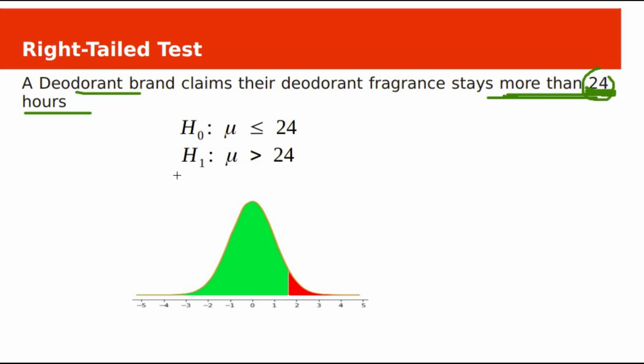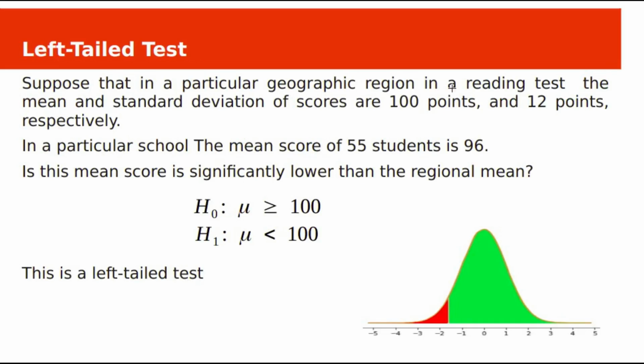So the alternate hypothesis will be mu greater than 24, and its opposite statement, the null hypothesis, will be mu less than or equal to 24. This mu will take values less than 24, meaning that values greater than 24 will lead to rejection of this null hypothesis. So the rejection region will be on the right tail. So it is a right tail test. We have seen this problem already.